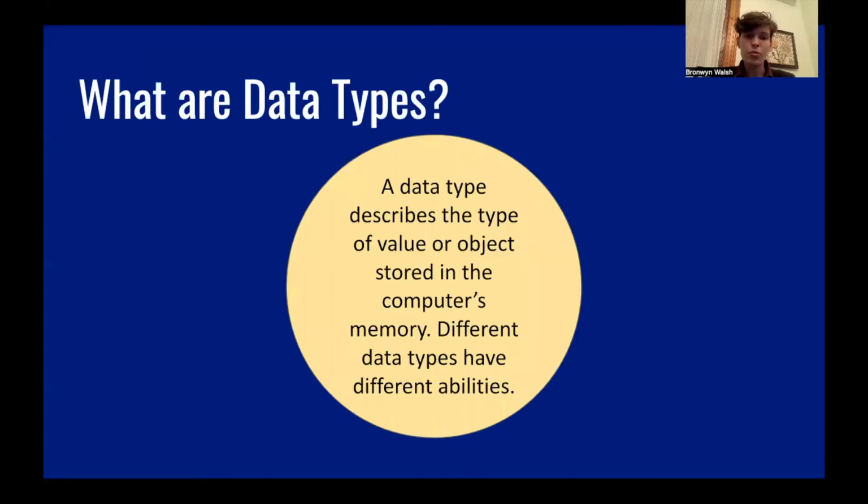So first we're going to go over what data types are. Data types characterize the type of value that is being stored in memory. Some data types are numerical, some are true or false variables, and there are others as well. Different data types take up different amounts of space and they all behave differently.